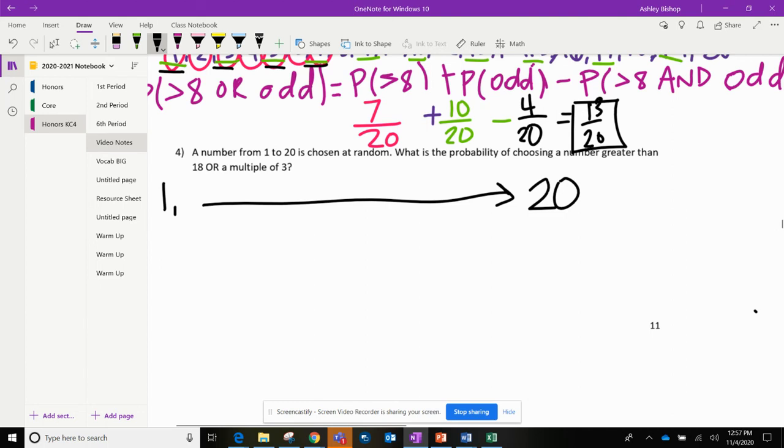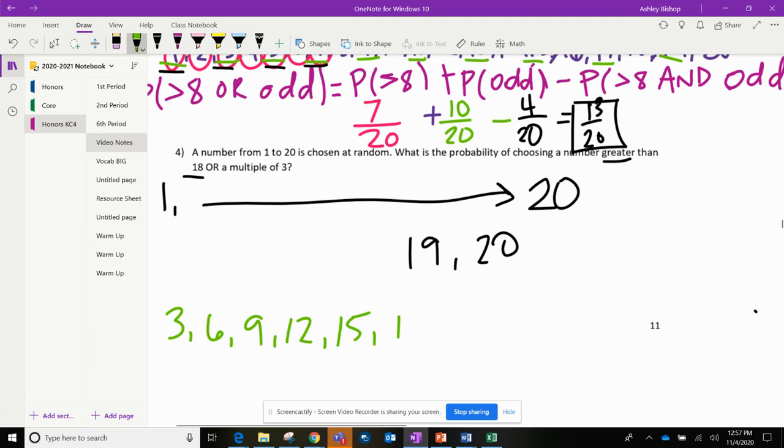And so the numbers that are greater than 18 that are between 1 and 20 are going to give me 19 and 20. The numbers that are greater than 18. And multiples of 3 are any groups of 3. So they go up by 3. So multiples of 3 are 3, 6, 9. I'm going up by 3 every time. 12, 15, 18, 21. I'm going to stop there because it's only numbers 1 through 20.